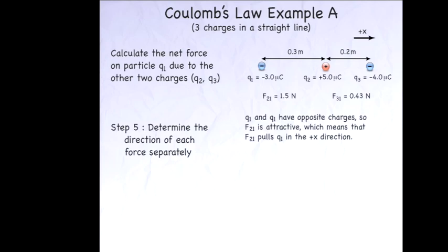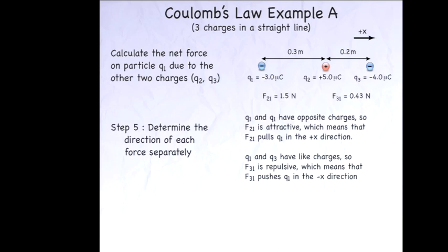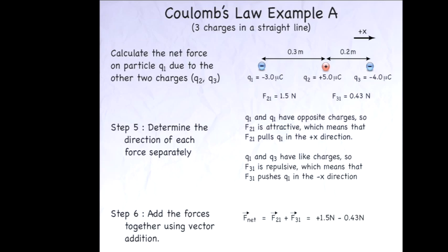On the other hand, Q1 and Q3 are the same charge, so they're going to be repulsive. If I ask which way this is going to go, if it's being repelled by this one, it's going to go that way. So negative x direction for F31, positive for F21, and then we just add the forces together using vector addition, taking into account the signs. So plus 1.5 and minus 0.43, and we get our final net force, which is 1.07 newtons in the positive x direction.